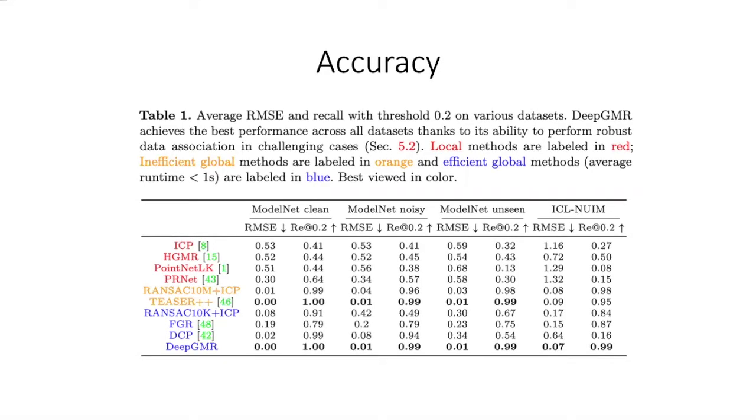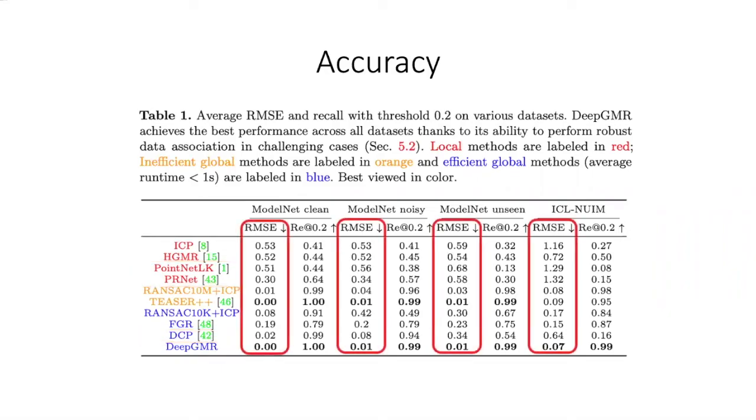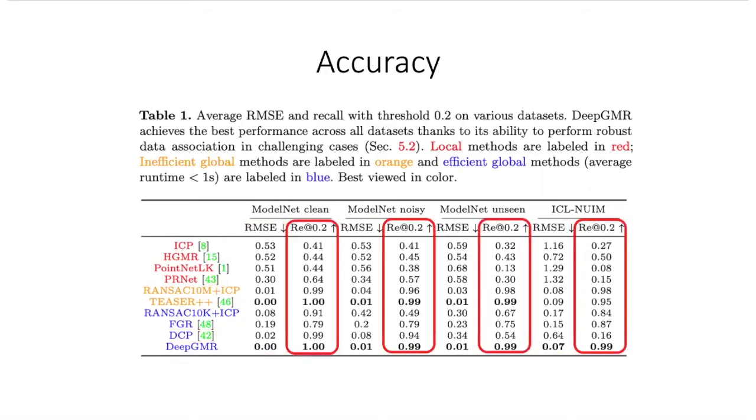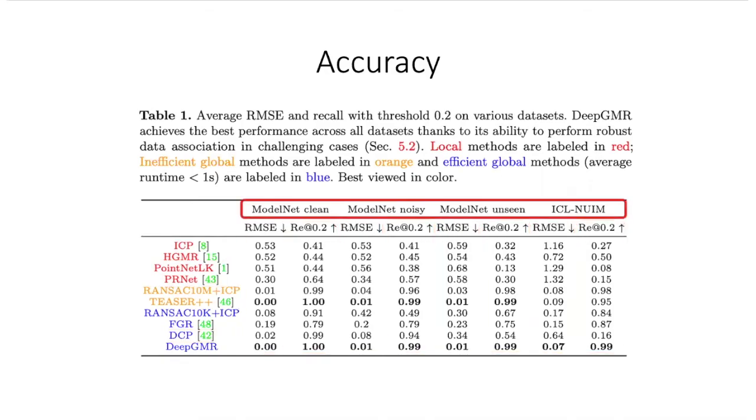The table shown here summarizes the results. Compared against state-of-the-art geometry-based as well as learning-based registration baselines, DeepGMR achieves lower average RMSE and higher recall across a variety of data settings. The only methods that are able to match DeepGMR's performance are over 1,000 times slower on average.